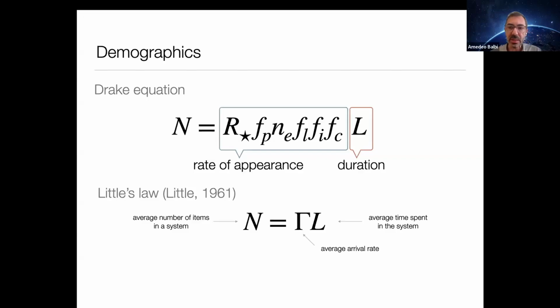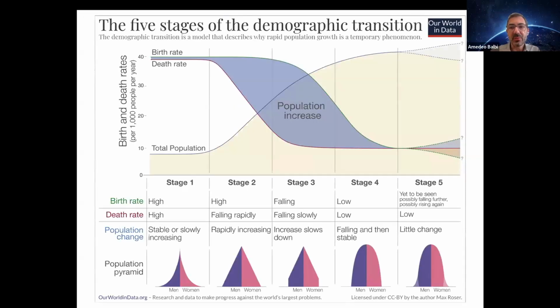This is a very general, basic result, and you can apply it to technosignatures, and this is what I mean by demographics. The demographics of technosignatures means that essentially you can treat them as any other population. If, for example, you have the population of people living on Earth, or any kind of population, and you have a birth rate and a death rate, you can estimate the total population. And depending on the birth rate and death rate, you have different behaviors.